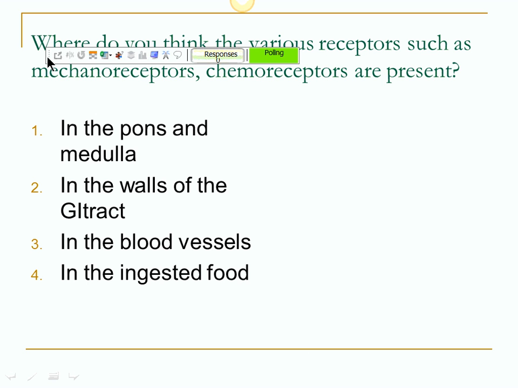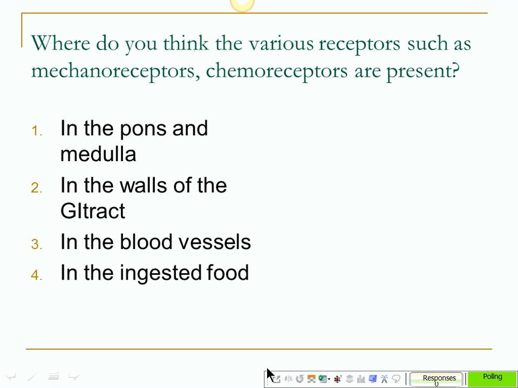So now I talked of those receptors. Where do you think those various receptors are present? When I talked of the chemoreceptors, and you saw in that diagram, mechanoreceptors. Where do you think those receptors are present?